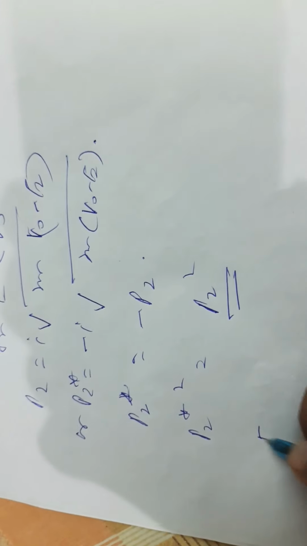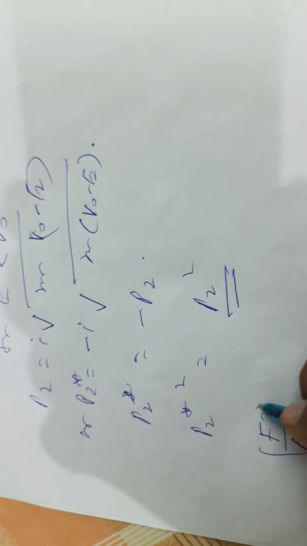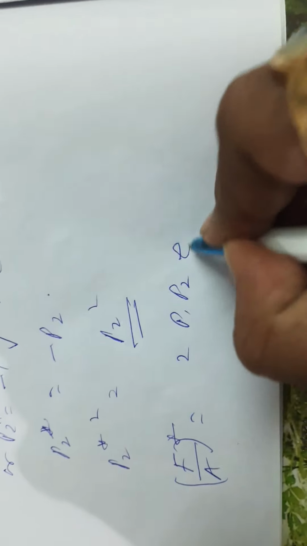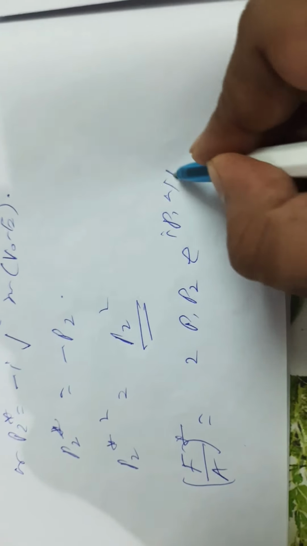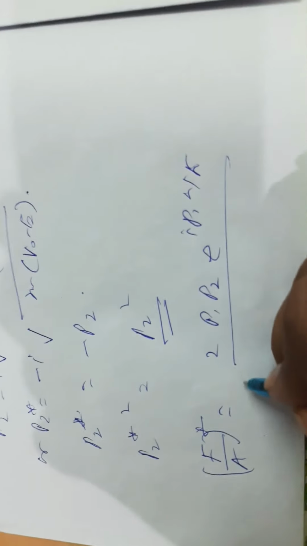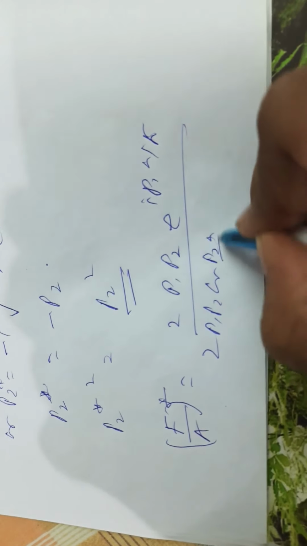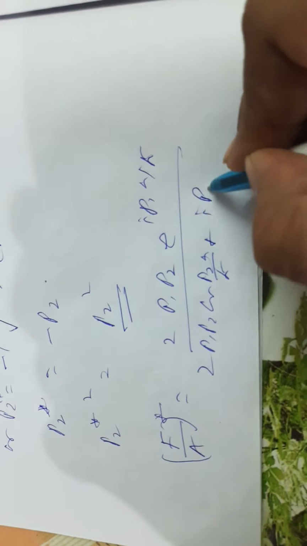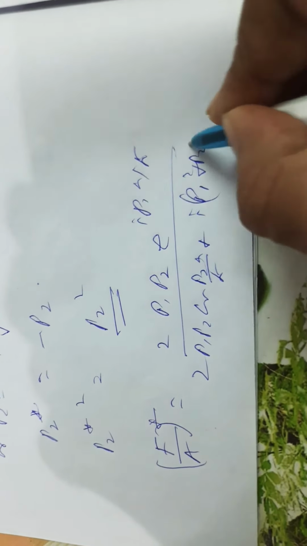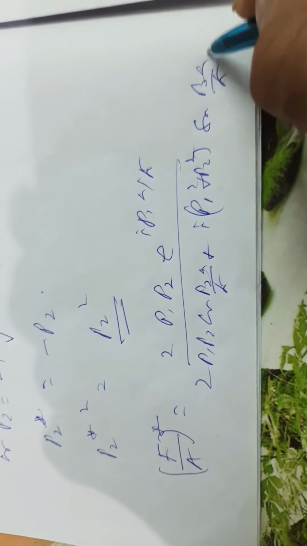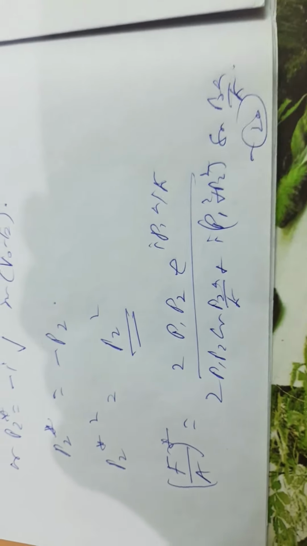So the complex conjugate of F by A is given by F by A asterisk is equal to 2 P1 P2 e to the power i P1A by h cross divided by 2 P1 P2 cos P2A by h cross plus i (P1 square plus P2 square) into sine P2A by h cross. So this will be our equation number 20.